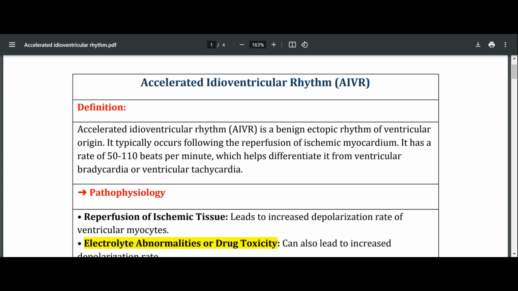Accelerated idioventricular rhythm is a benign ectopic rhythm which originates from ventricular myocytes. It typically occurs when there is reperfusion after myocardial infarction. It typically has a rate between bradycardia and ventricular tachycardia, around 50 to 110 beats per minute.